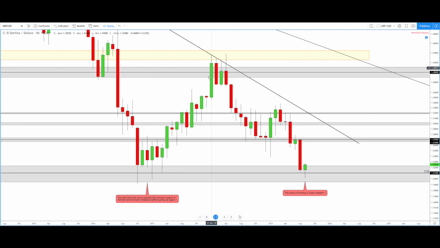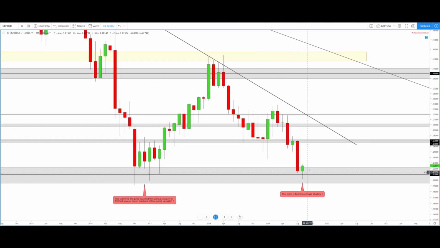And we can see that after this correction, the price started another bearish movement, and in the last month, the price has formed this huge bearish candle from 1.27 and reached 1.21 after a 600 pips bearish candle, so a huge bearish movement.